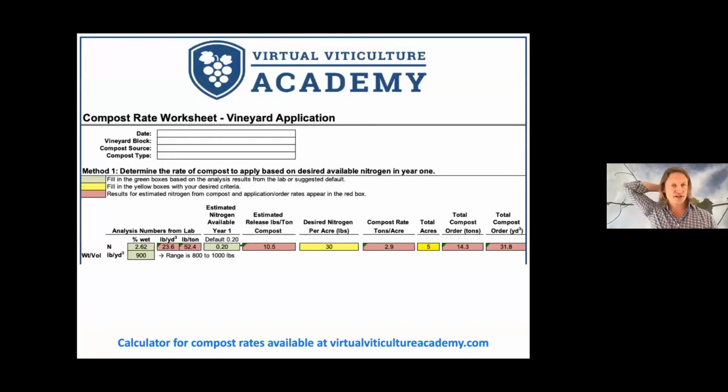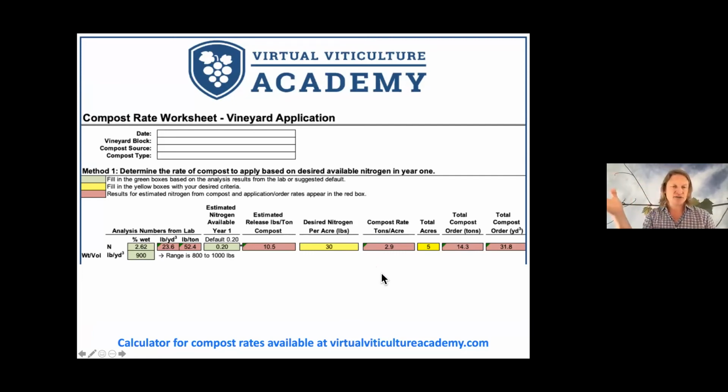So in Virtual Viticulture Academy, which is the academy where I have my group, so to speak, and my community of growers, I have some tools like this calculator here for compost rates. It's based on available nitrogen. You would fill in the boxes with the desired nitrogen availability per acre. If you wanted 30 units, you put that in here. You put in the results from the lab, the percentage nitrogen, the pounds per yard or pounds per ton of compost weight, and then it will tell you, okay, if you have 5 acres, you need 14 tons of compost, or the rate should be 2.9 tons of that specific compost.